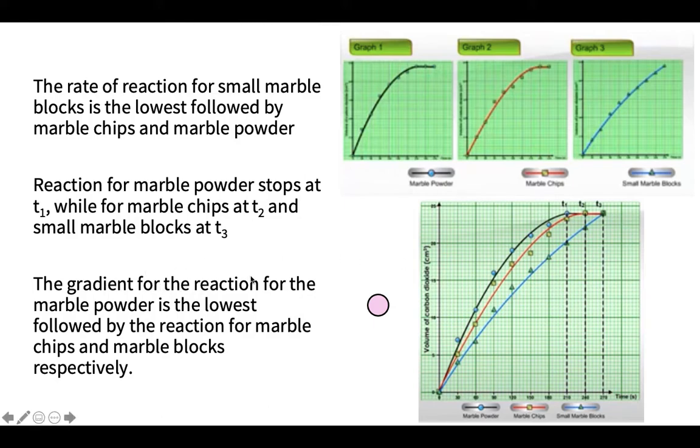Okay, so the gradient for the reaction of the marble powder is the lowest, followed by the reaction for marble chips and marble block respectively. Okay, kalau tengok kat sini pun at T1, untuk marble powder dia dah siap dah reaction dia. Dia dah stop produce a certain amount of the carbon dioxide gas. While for marble chips, it will stop reaction at T2. And then last kali with the marble blocks, dia akan stop reaction to produce a certain amount of the carbon dioxide at T3. Paling lambat lah reaction dia. Jadi paling lower rate of reaction.